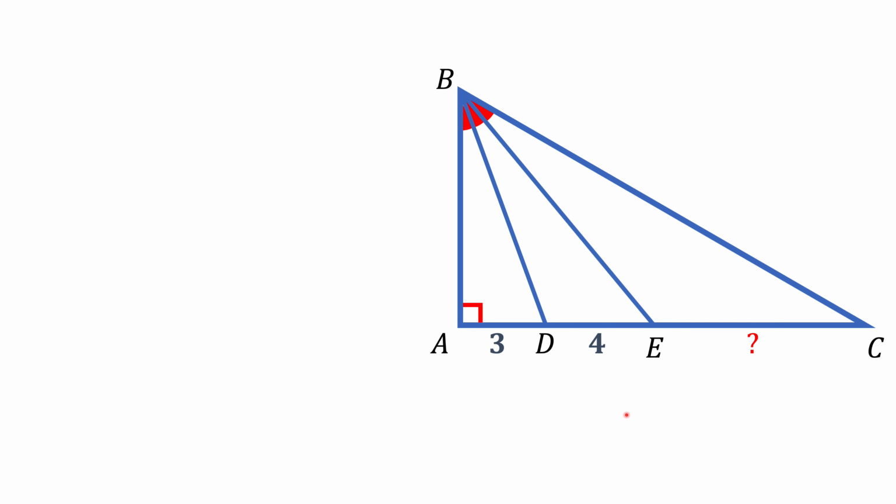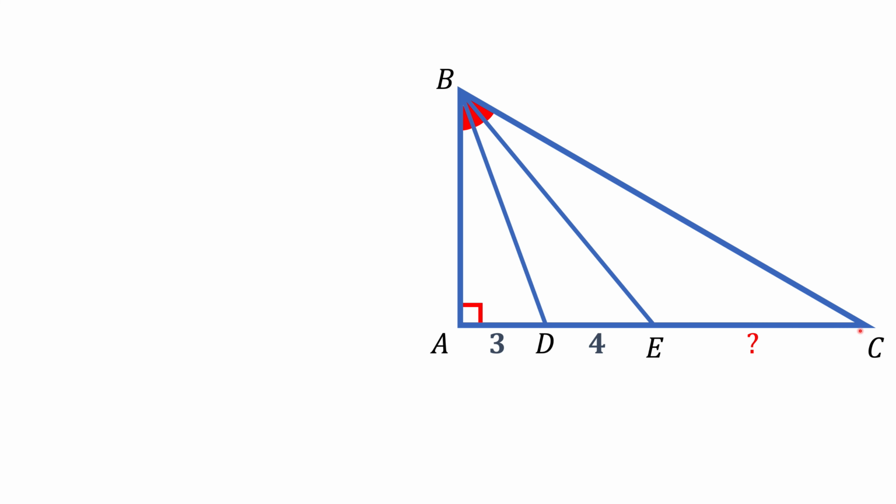Here we have a right triangle ABC, and in this triangle, angle B is trisected, which means that it's been split into three congruent angles by segments BD and BE. Those segments split the side AC into three segments. We know the length of two of those segments, and we are asked to find the length of the third segment.